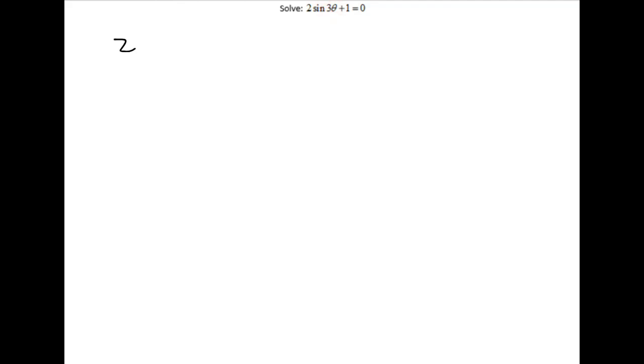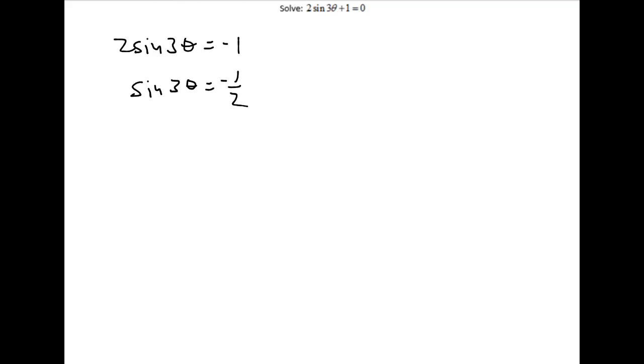First thing we should do is subtract the 1 over. Then I'm going to divide by 2, so we get sine of 3 theta is equal to negative 1/2. All right, so what's our next step here?